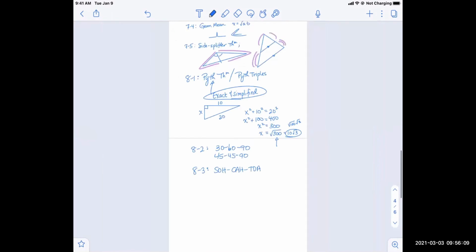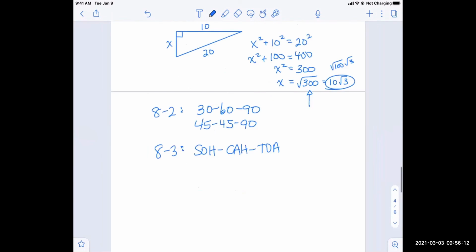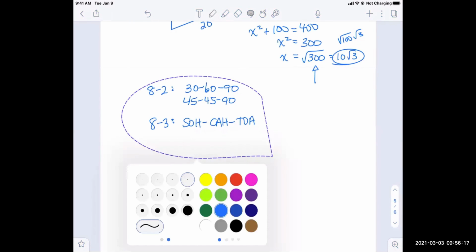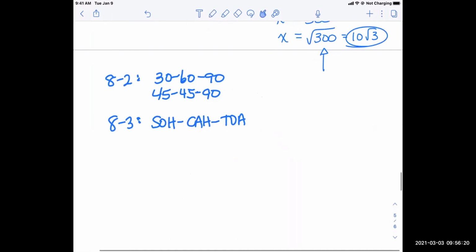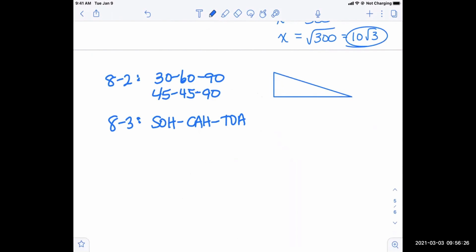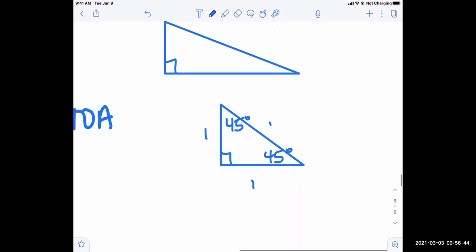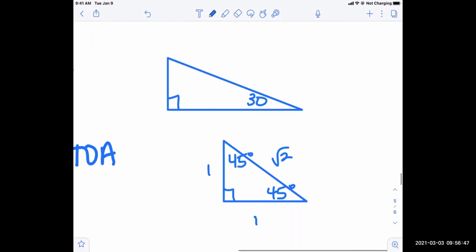So you need to make sure that you know the ratios, because I won't be giving you those. You need to make sure that you know, on a 30-60-90, what is the ratio of the sides? And same thing on a 45-45-90. On a 45-45-90, you've got 1, 1, and root 2. And on a 30-60-90, you've got 1, 2, and root 3.